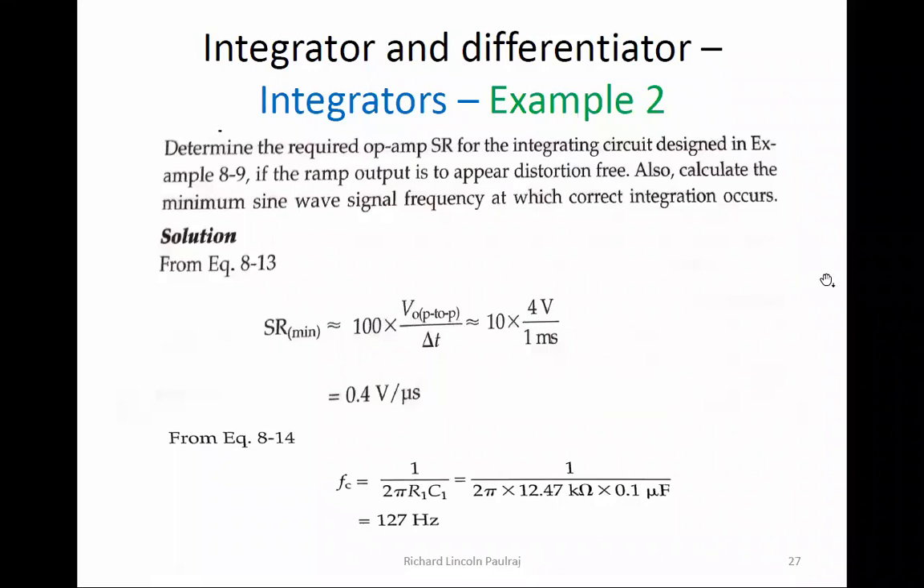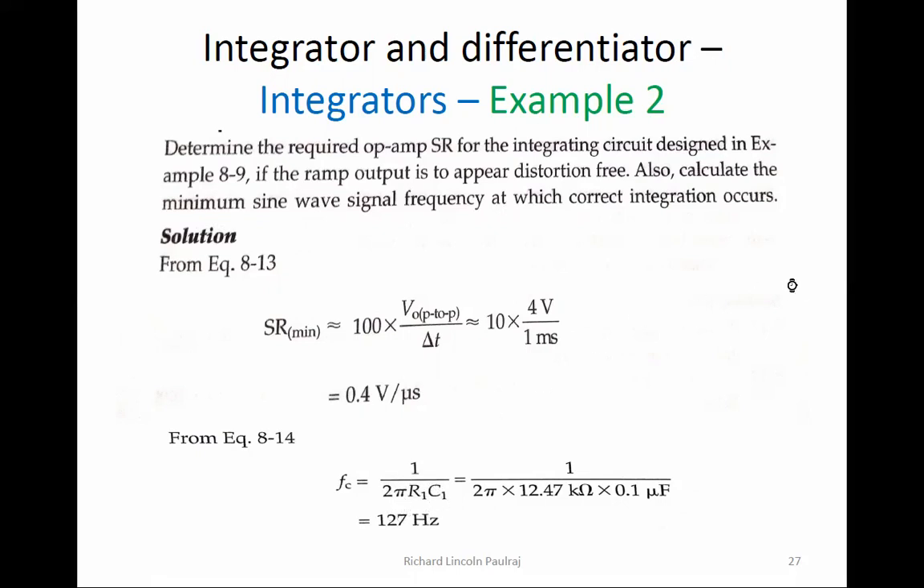So I have 4 volts. 4 is from the previous problem, and delta T was 1 milli. And we should be having about 0.4 as the SR. For our frequency, we're going to use the same formula, 2 pi R1 C1. Now remember, here we are taking the value of R1, because we are going to calculate the minimum. This is for the input side. The minimum sine wave signal frequency is associated with resistor R1.